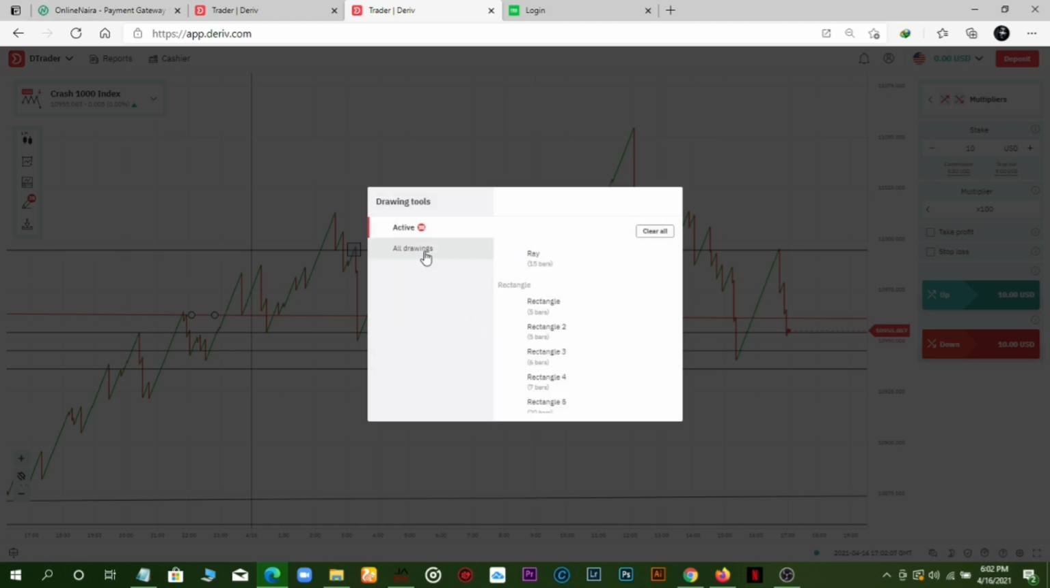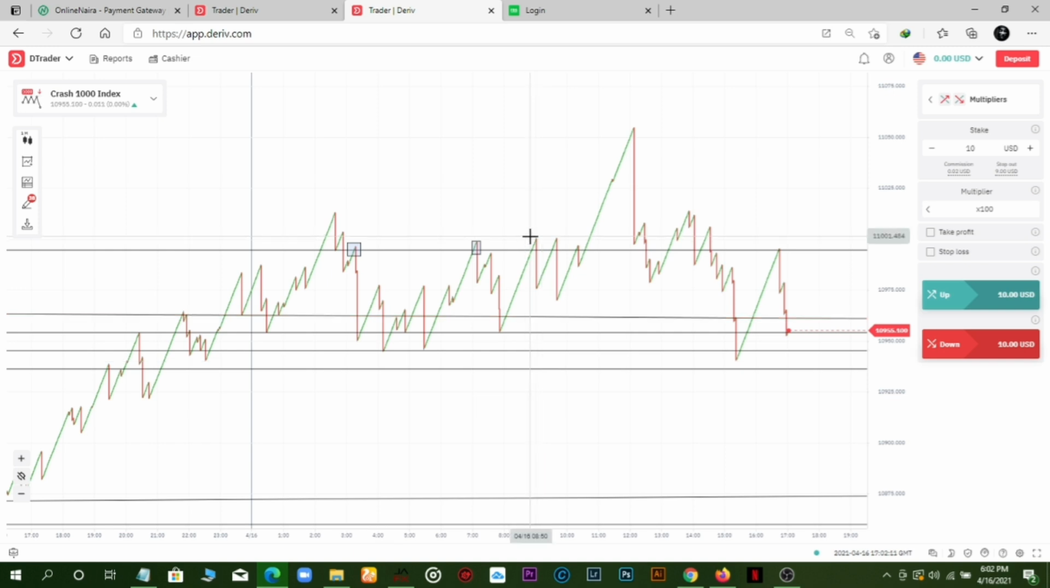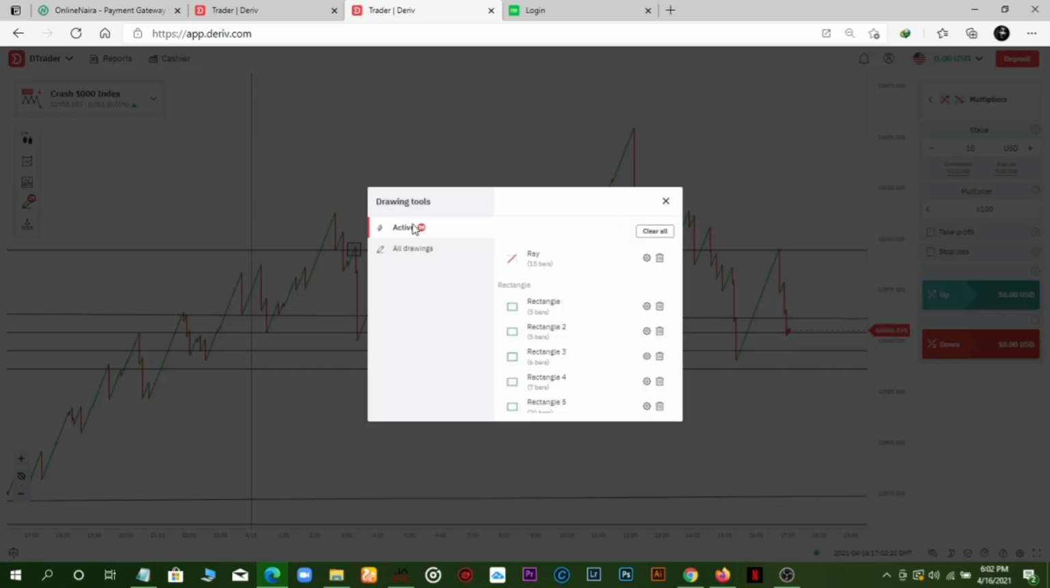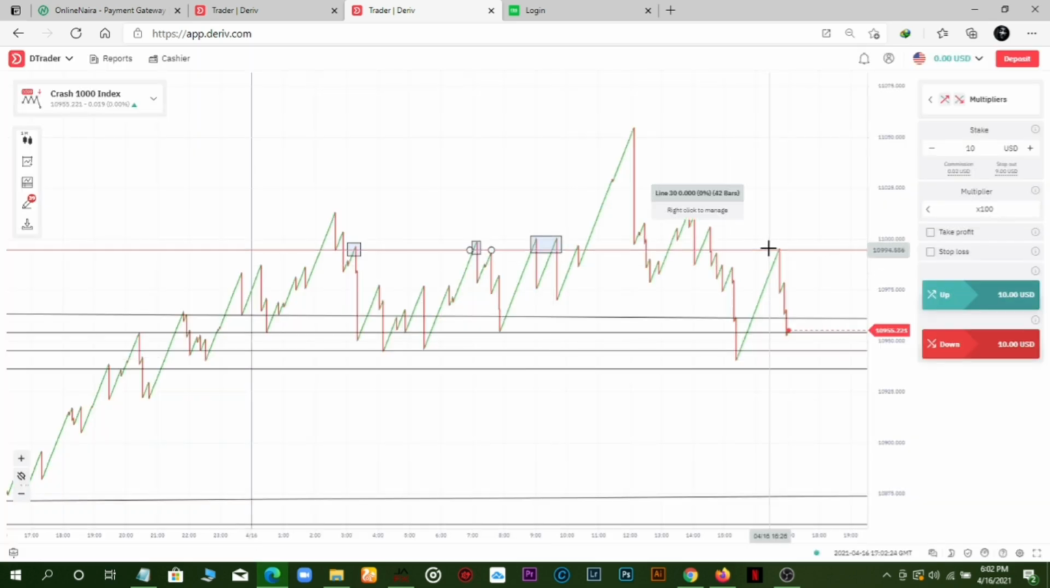You just want to put a horizontal line across your chart to mark the support and resistance of your 1 minute candles. This will help you detect the next spike before you actually get it, so you can enter at that moment before the spike comes out.